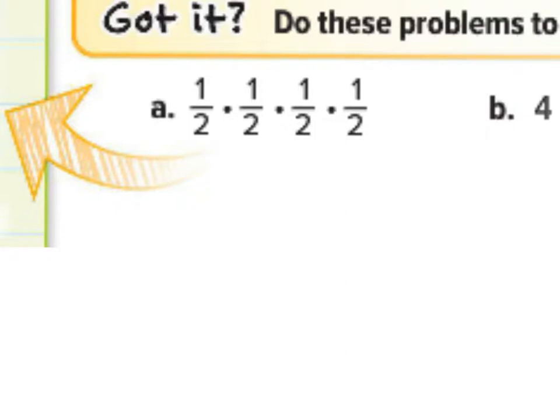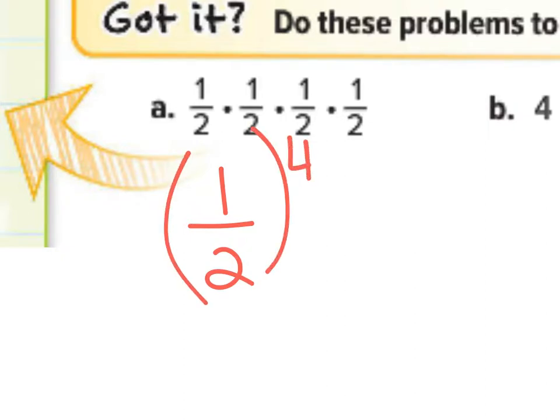Okay, I hope you tried number 1 on your own. Number 1, we have a half times a half times a half times a half. How many times is this half repeated? 4 times, right? So we have the half to the power of 4. Now I put a parenthesis there because the entire thing is multiplied by itself 4 times.